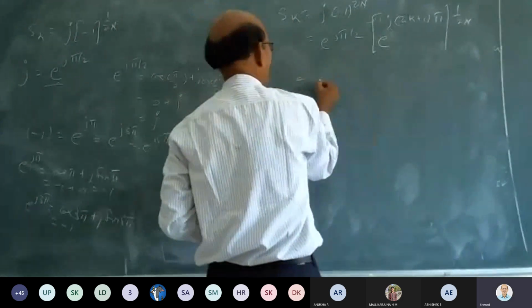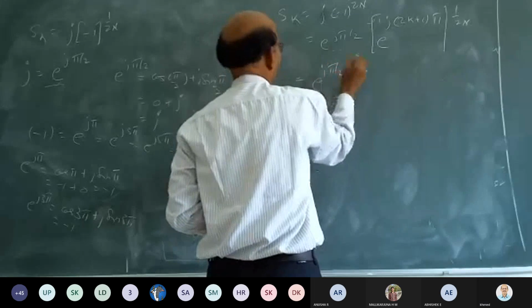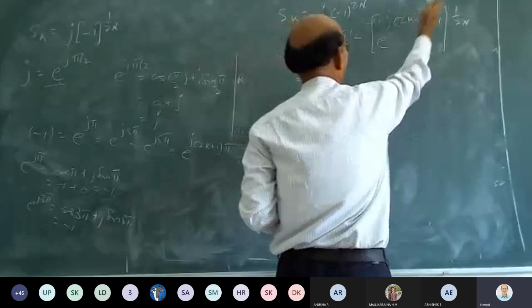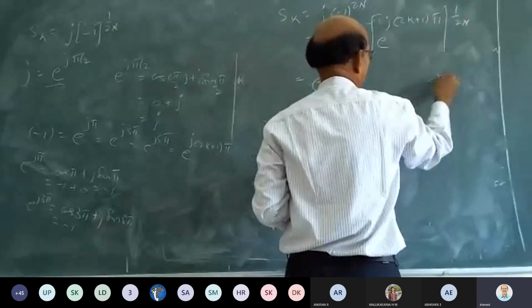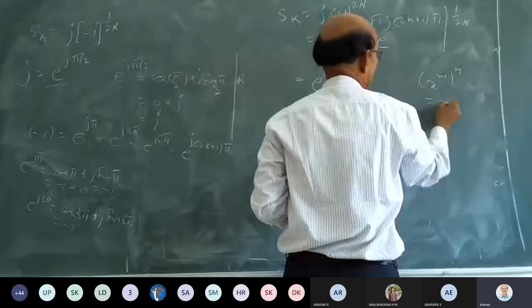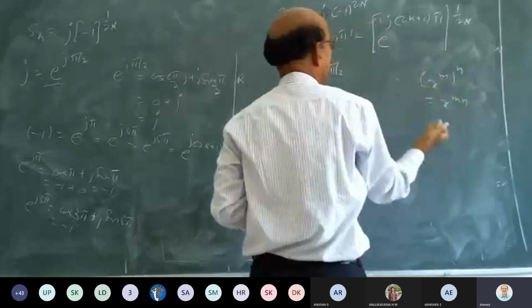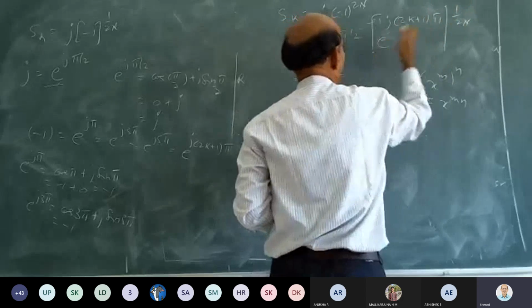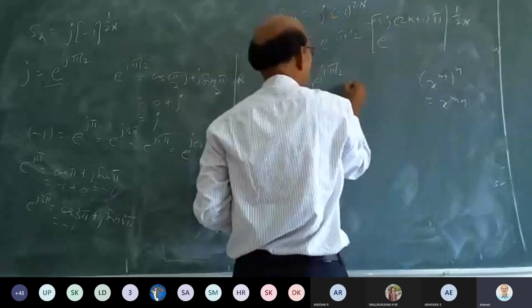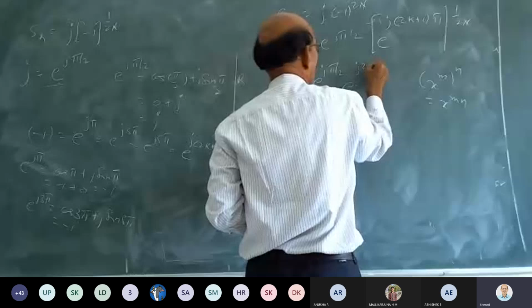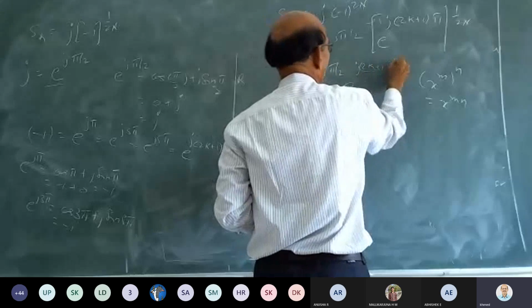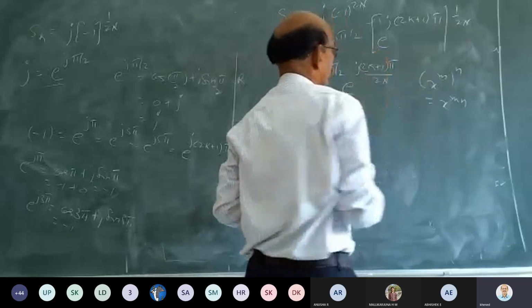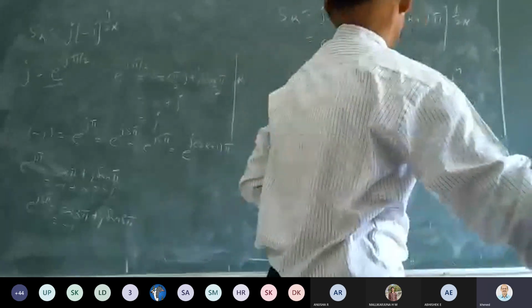Now this is like x power m power n. So x power m power n is written as x power mn. Right? In the same way, this is like your e power x power y, or e power m power n. So it becomes e to the power of j into 2k plus 1 into pi, this is divided by 2n. Right? Divided by 2n.